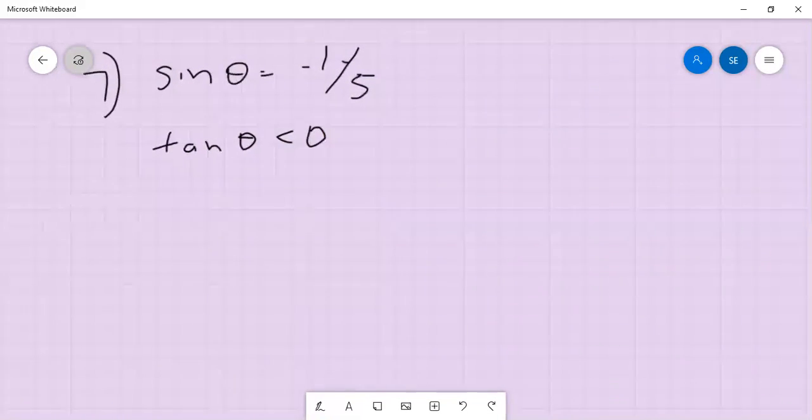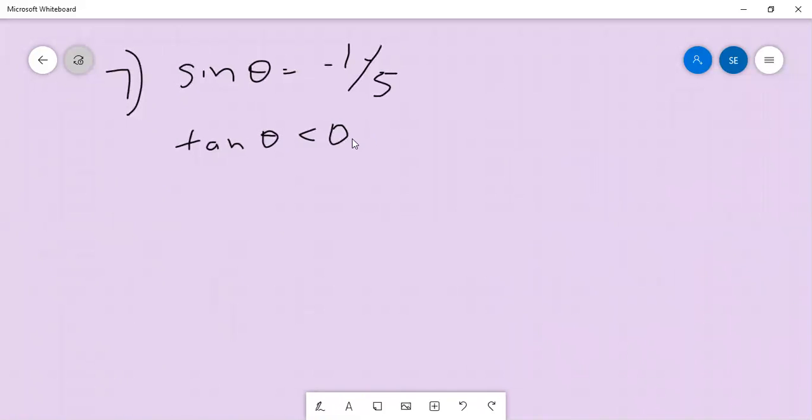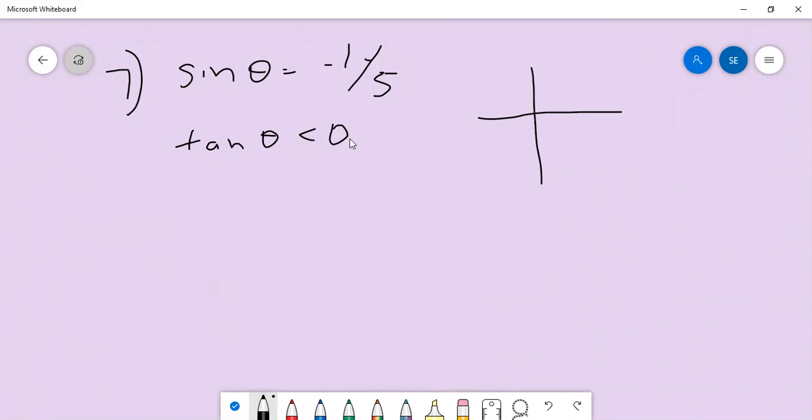Moving along to 7, we have sine of theta is equal to -1/5, and tan of theta is less than 0. And we are looking for cosine of theta. Again, sine of theta is negative. That's going to put us in quadrant 3 or 4 down here. But tan is less than 0, so tan is positive in 3. So we're in quadrant 4 over here.